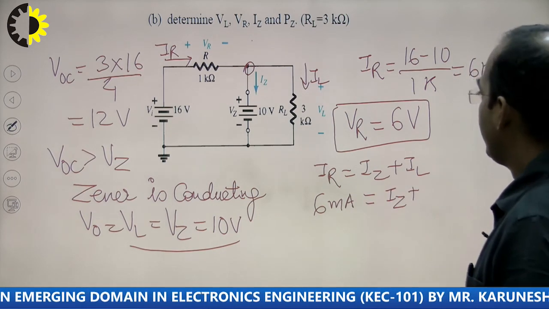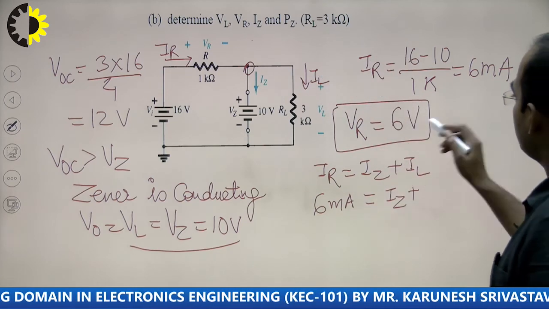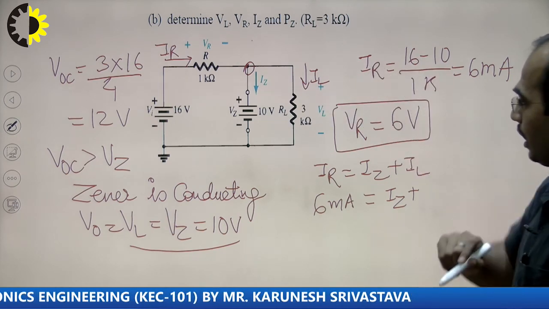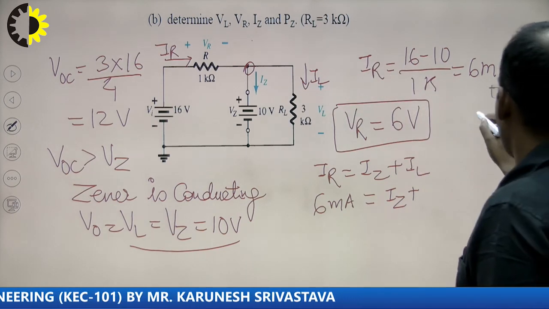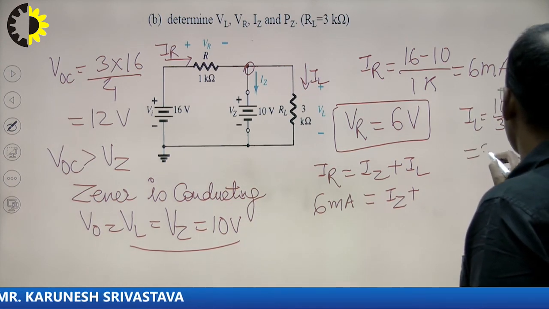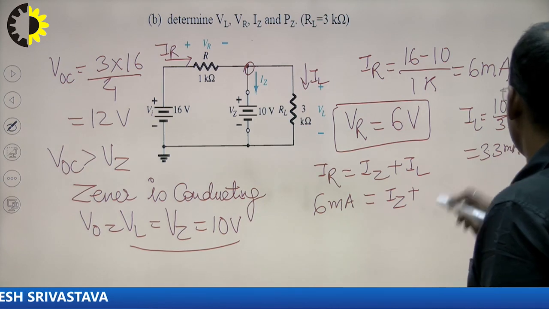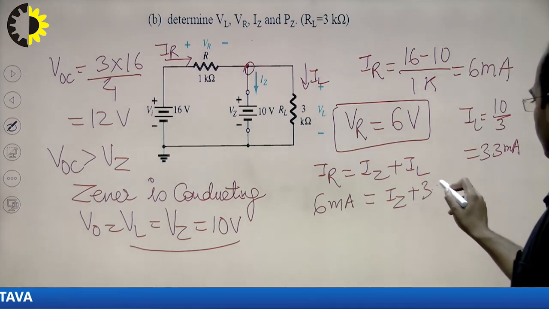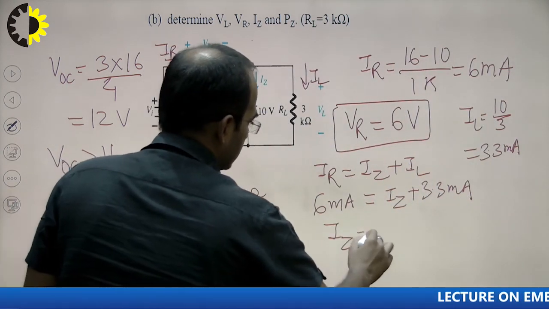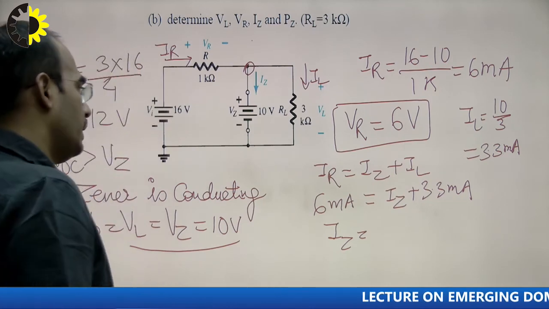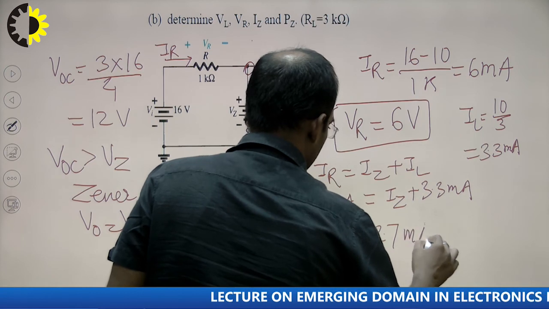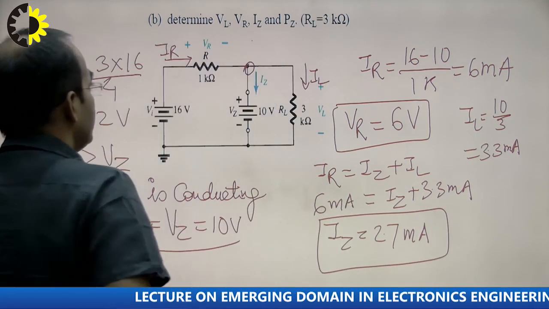What will be the value of IL? IL is nothing but the voltage drop across this load resistance divided by the load resistance RL. So, the value of IL will be equal to 10 by 3, that is 3.3 milliampere. So, I will put here 3.3 milliampere. Now, you can find the value of IZ. IZ is nothing but 6 minus 3.3, it is 2.7 milliampere.